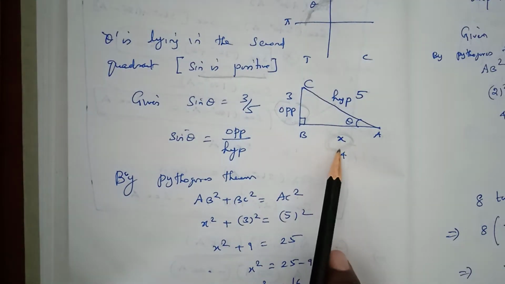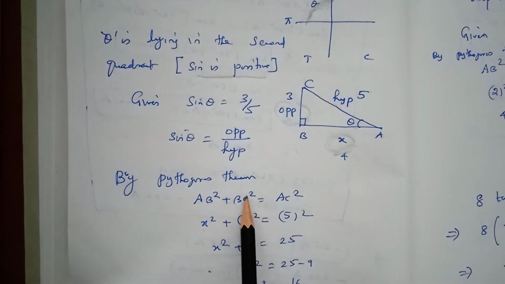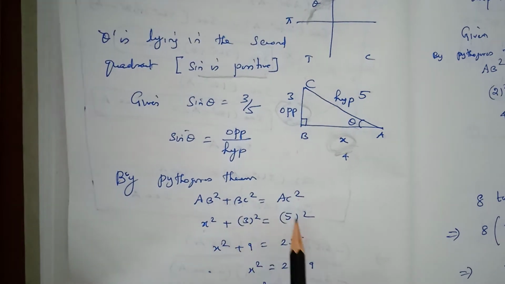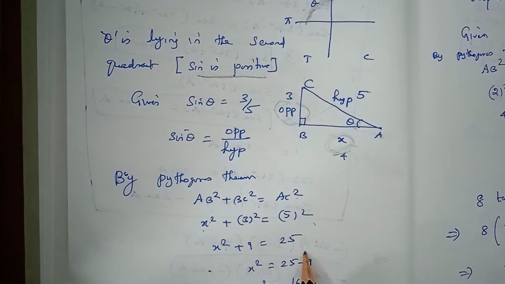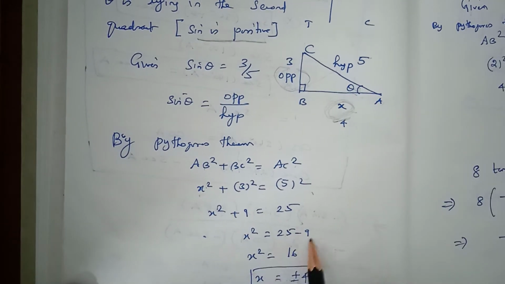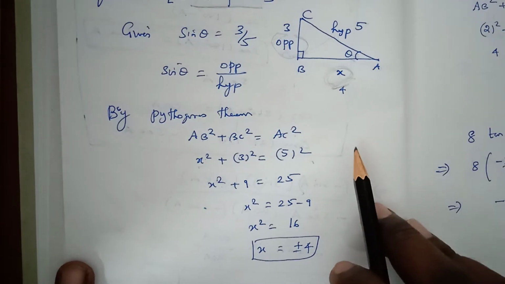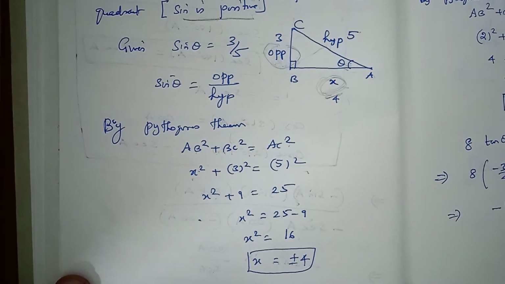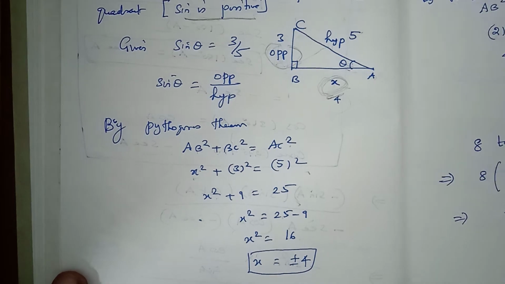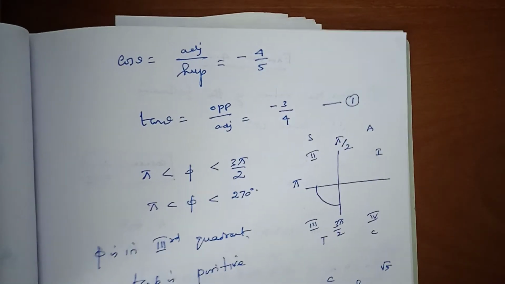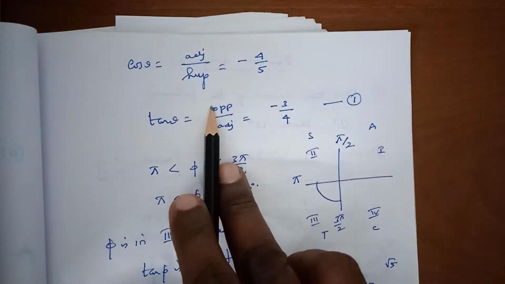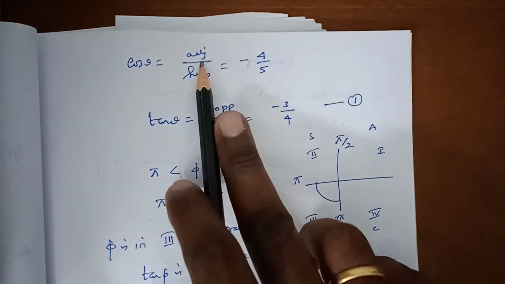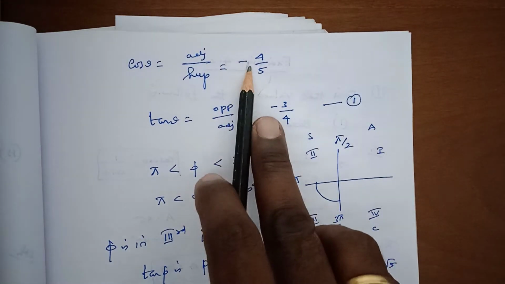AB is considered as x. So x square plus 3 square equals 5 square. So x square plus 9 equals 25, x square equals 25 minus 9, x square equals 16, x equals plus or minus 4. In the second quadrant only sin is positive, so the remaining ratios are negative. The cos theta formula is adjacent side by hypotenuse, so we take the negative value, minus 4 by 5.